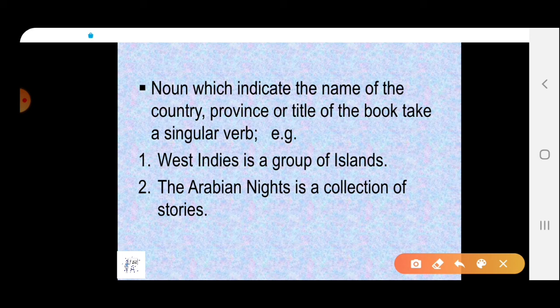Next, noun which indicate the name of the country, province or title of the book take a singular verb. For example, West Indies is a group of islands. West Indies is the name of the country. The Arabian Nights is the name of the book, is a collection of stories.